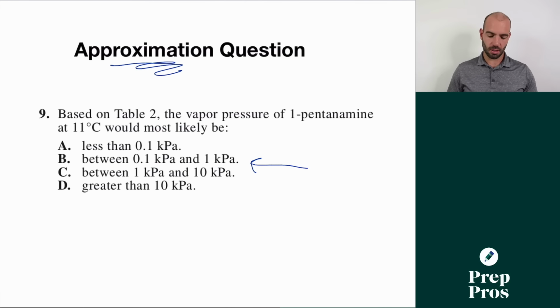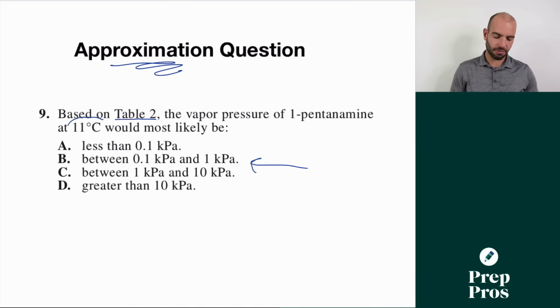If I was looking at this one, based on table 2, the vapor pressure of 1-pentanamine at 11 degrees Celsius would most likely be where? Well, what this is telling me, first of all, go to table 2. The ACT is trying to help you and tell you exactly where to go. And then number 2 here, we're doing an approximation question.